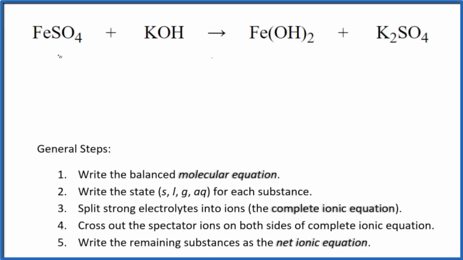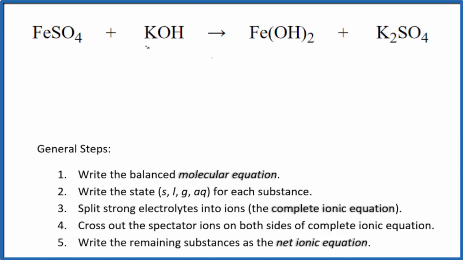In this video, we'll balance the net ionic equation for FeSO4 plus KOH. We have iron 2 sulfate plus potassium hydroxide. So the first thing we do with net ionic equations, we balance the molecular equation. This is the molecular equation.